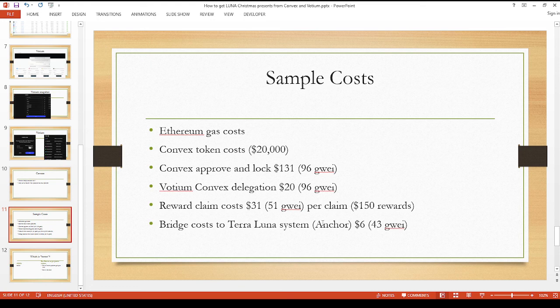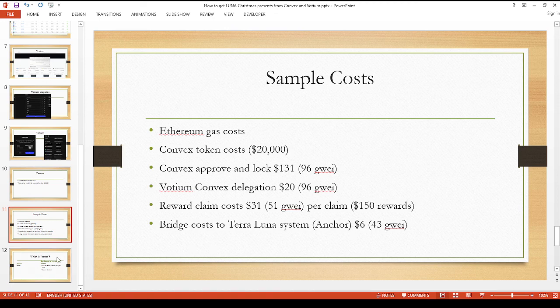token. And then there's also the bridging costs, because early in the week I also bridged a little bit of money from Ethereum to Luna, and if you use the Terra bridge, it cost me about $6, but at the time it was 43 Gwei. So if gas cost rises again, then I have to pay a higher bridging cost.